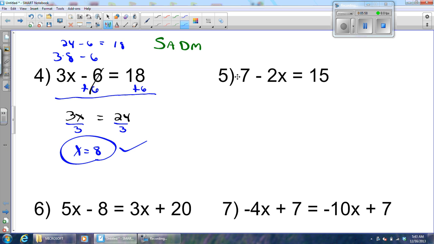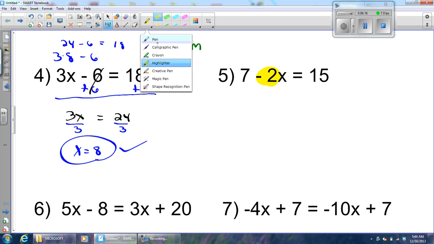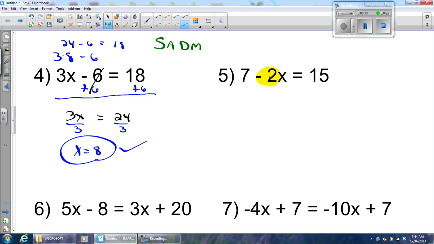Now, number 5 is one that gives many students trouble, and I think I've got a couple examples of this type coming up. This negative that you see here, it belongs to the 2. So when I stop and ask myself what numbers are attached to x, well, I'm not going to say a 2. I'm going to say a negative 2 by multiplication, right? The 7 is actually a positive 7, which means it's attached by addition, even though you see the subtraction there.